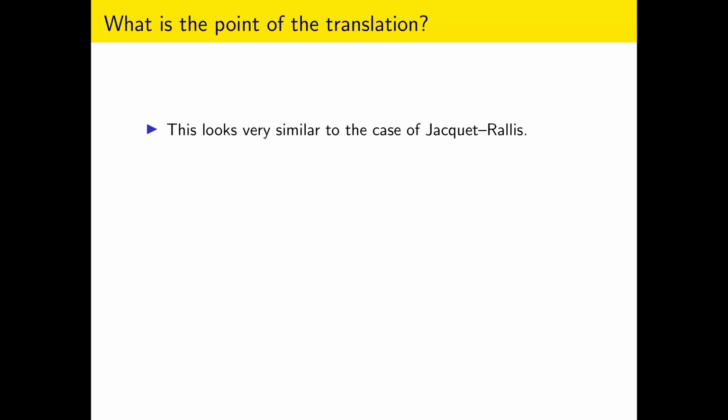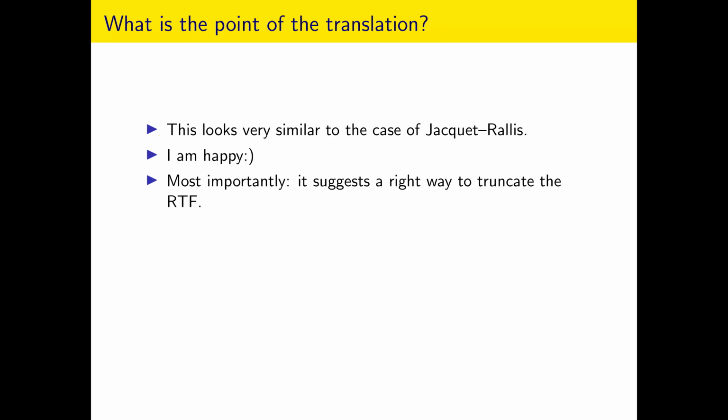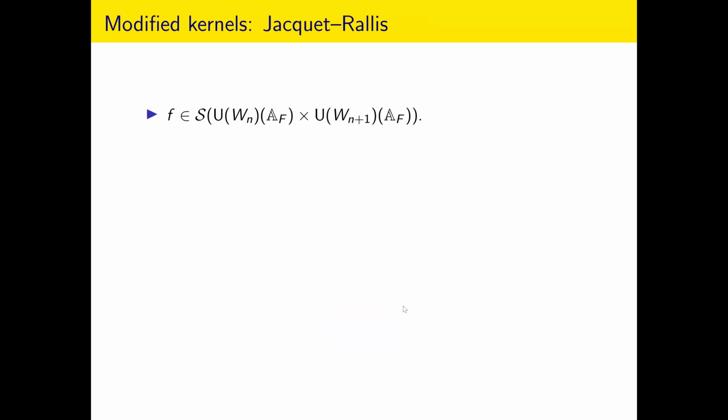So this looks very much the same as the case of Jacquet-Rallis, and for the pure beauty of this, I like it. But more importantly, this suggests the right way to truncate the relative trace formula, and that's the important part. Well, I'm happy. Well, that's not important. It's whether we can do this or not that's more important. If I'm happy but I still can't do it, then that's nothing. So for comparison, previously we had this complicated kernel function, which is the kernel function times theta functions, and that's very hard to truncate because of the theta functions. But now if we write this in a more compact form, it's a pretty straightforward thing.